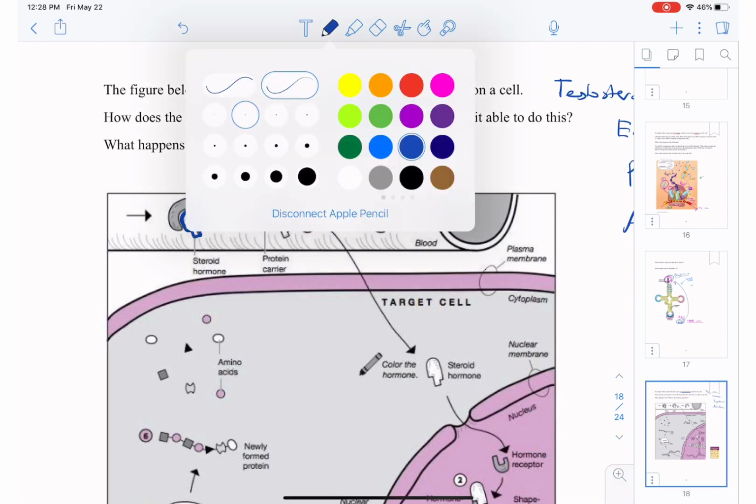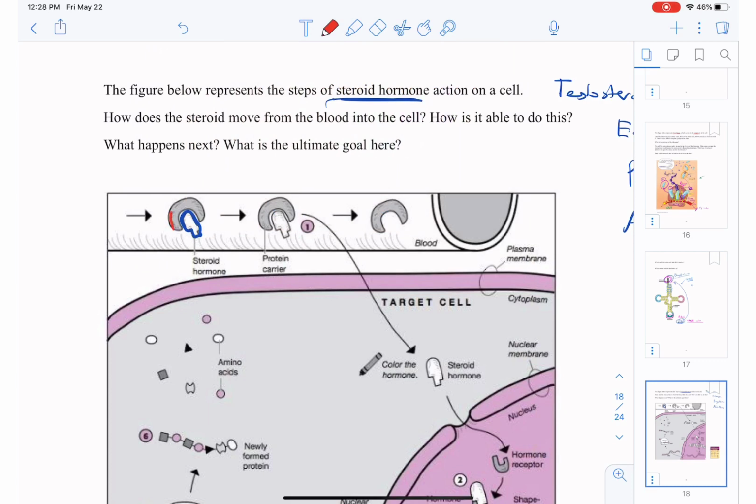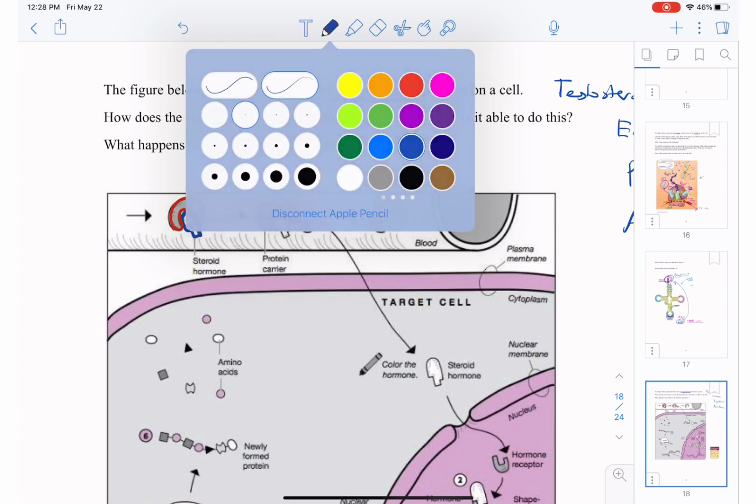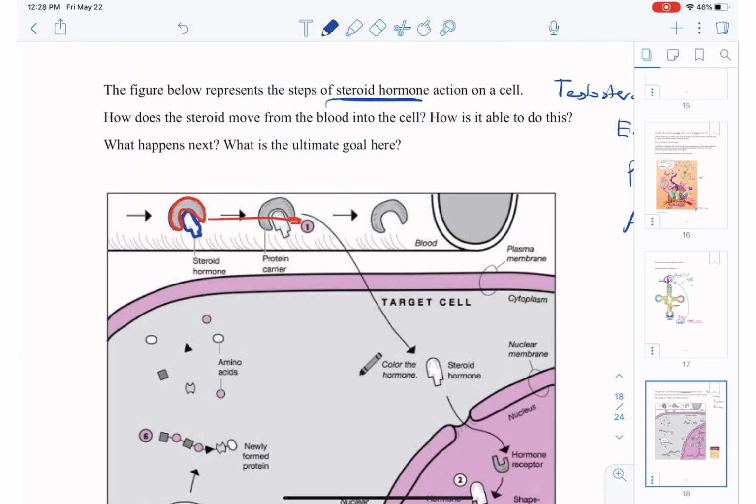And the steroid hormone is being escorted through the blood by this carrier protein. And what happens is that when the steroid hormone gets to its specific target cell, it's dropped off by the carrier protein. Now, what do you know about the chemical characteristics of steroid hormones? Are they lipophilic or lipophobic?